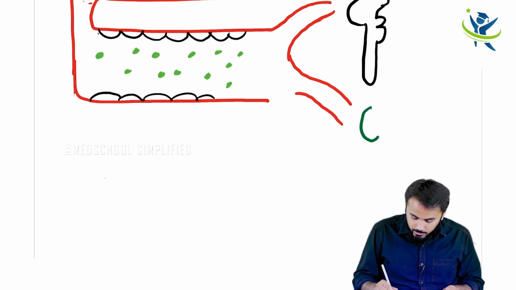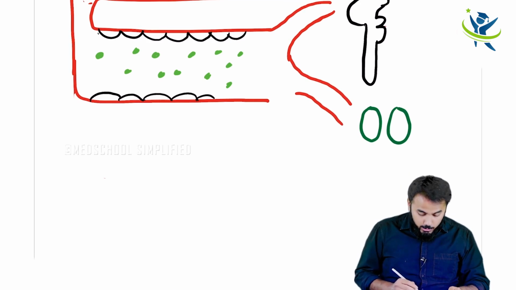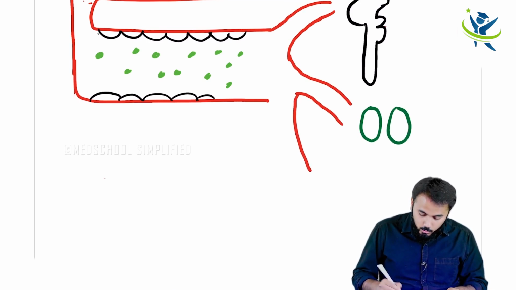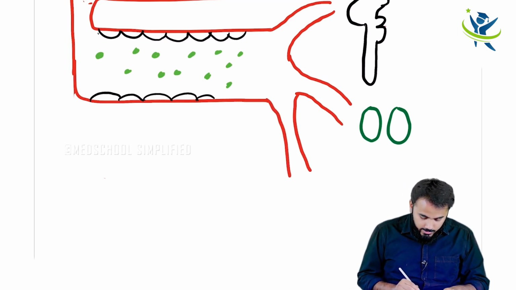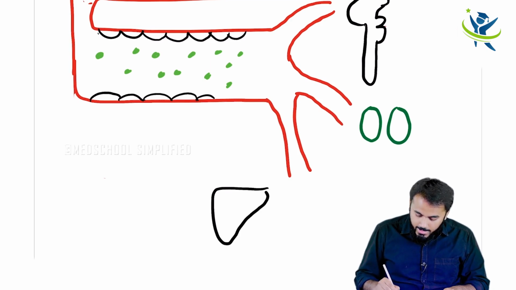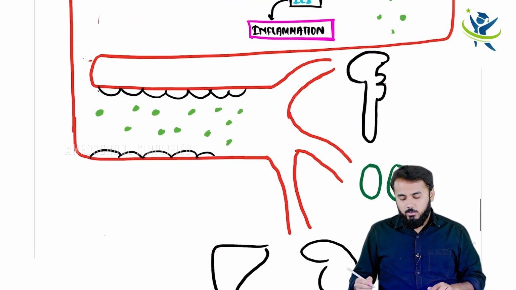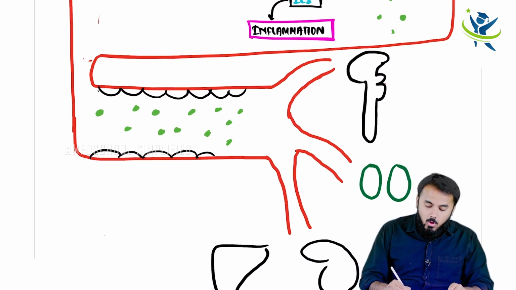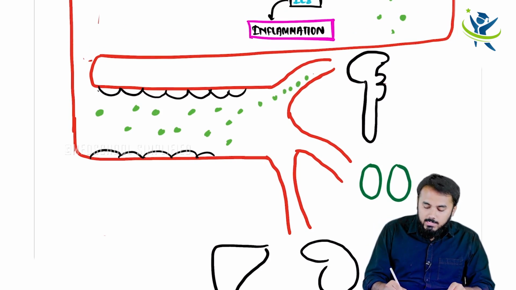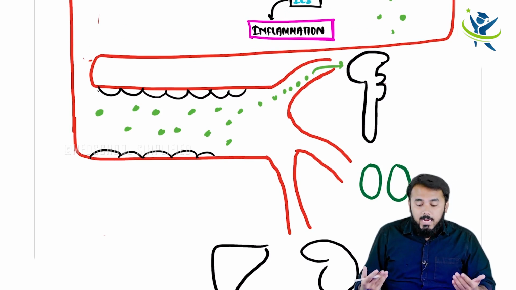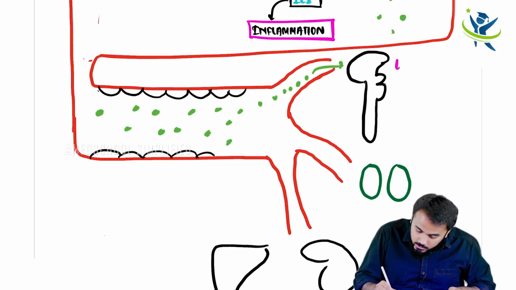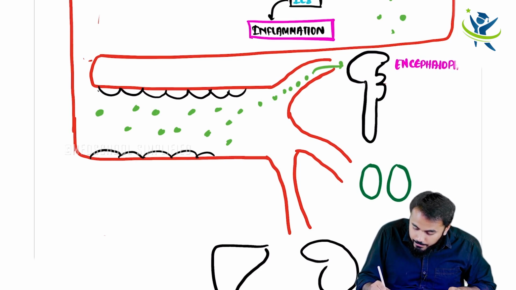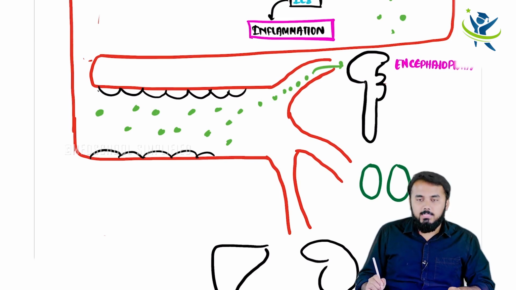Let me draw the lymph nodes simply. So these are the two lymph nodes, for example. You even have blood supply to what? To your liver as well as spleen. Now look what is going to happen. When the bacteria goes all the way like this and enters into your brain, it will cause a condition, and that condition is called encephalopathy.